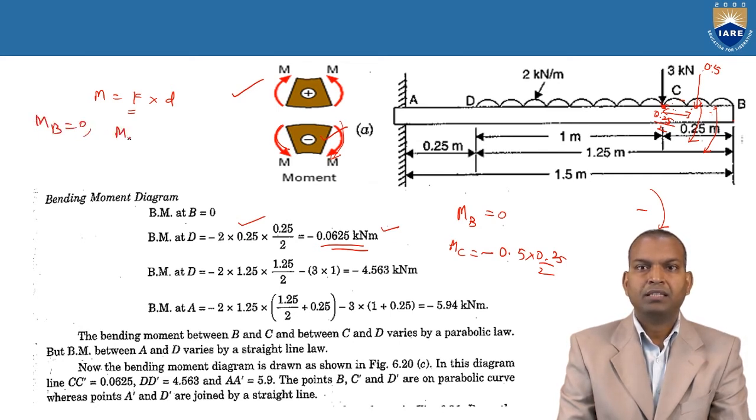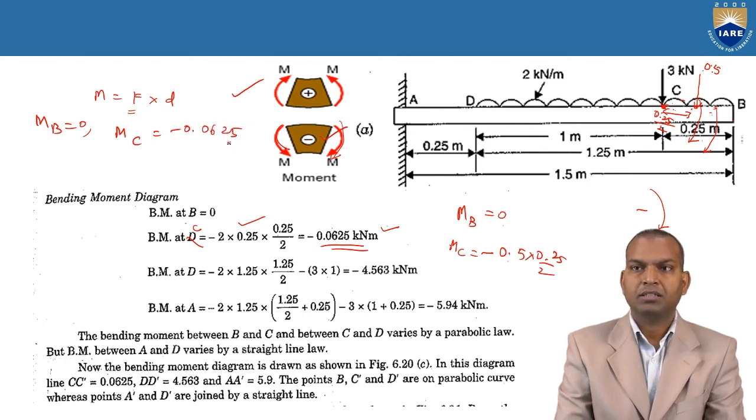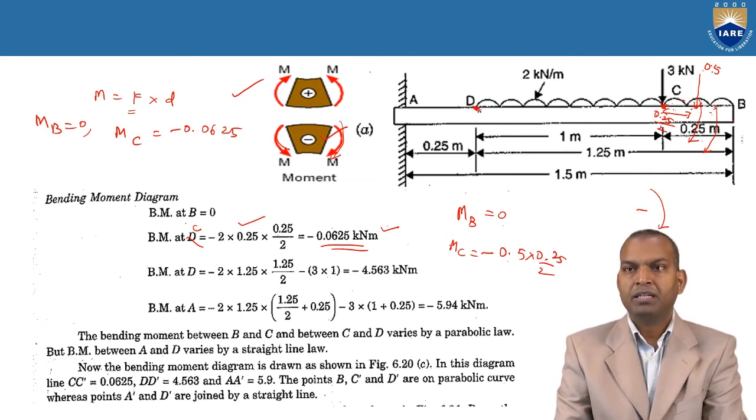Bending moment at C. This is bending moment at C equal to minus 0.0625 kilonewton meter. Now coming to bending moment at D. What is the bending moment at D?